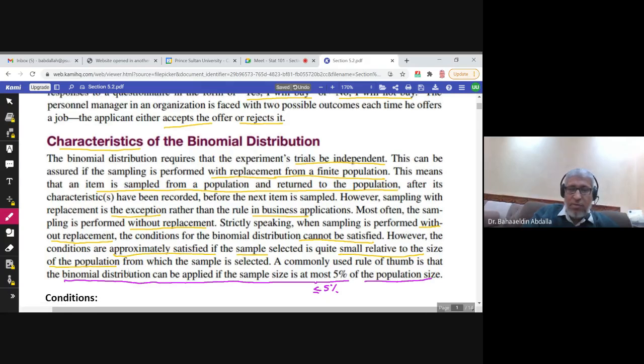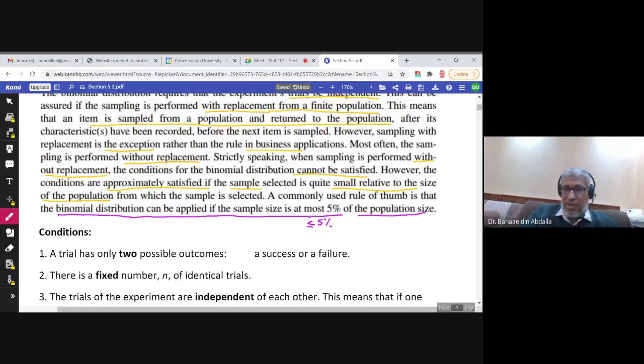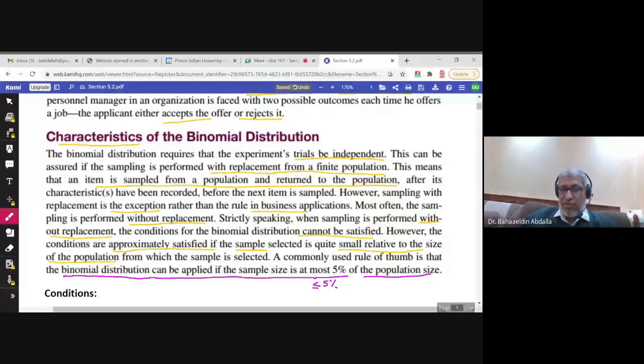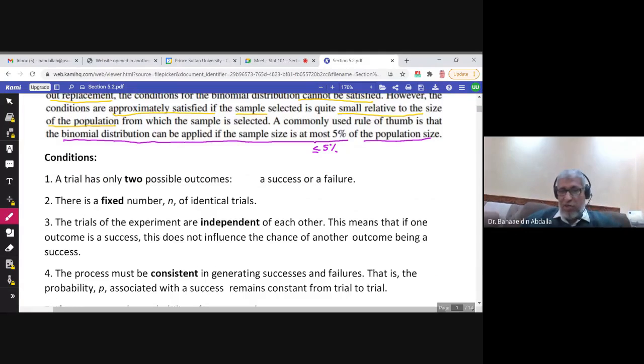What are the conditions? The main thing here is to remember that the binomial distribution is with replacement. If you take your experiment without replacement, make sure that the sample size is at most 5% of the population size. So these conditions would be met. A trial has only two possible outcomes, as we mentioned. We will call one of them success and the other one failure. Always one of them would be success and the other one would be failure.